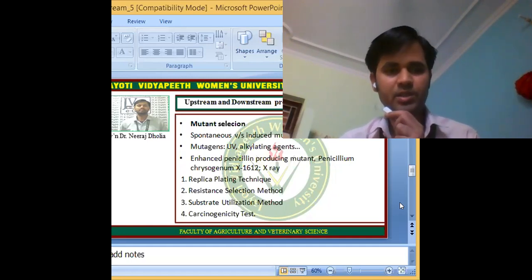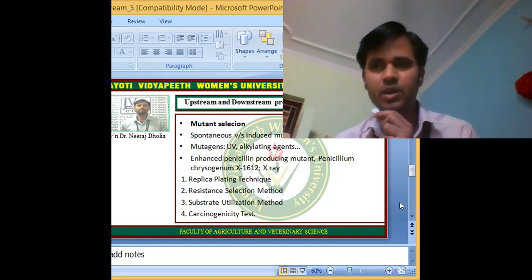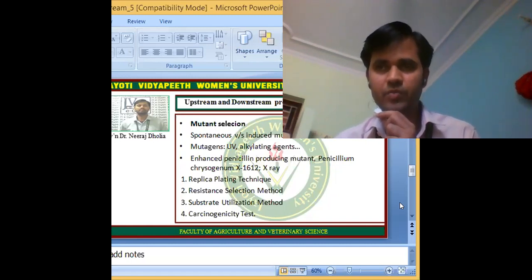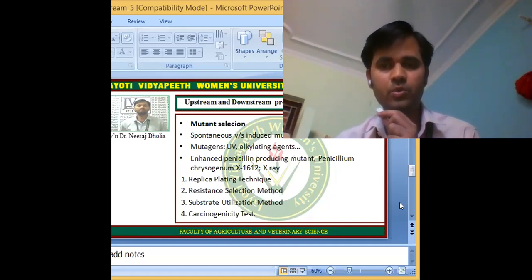Various methods are there in the mutant selection. One is the replica plating technique. In the replica plating technique, we grow the bacteria or the microorganism in a master plate. Then we prepare a replica plate of a specific media which lacks a specific amino acid or protein or hormone.